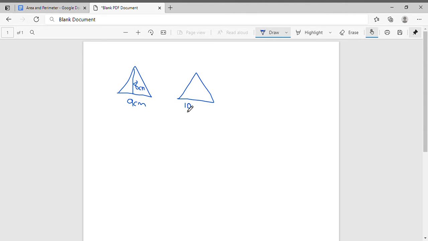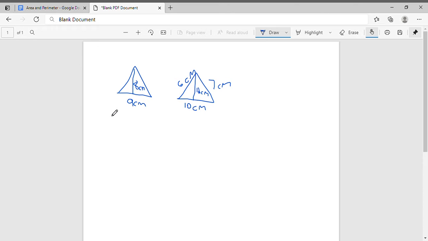10 centimeters. Height is 12 centimeters. And here it's 3. Well, that would be unreasonable. Let's make it 7 centimeters. And here we'll make it 6 centimeters.